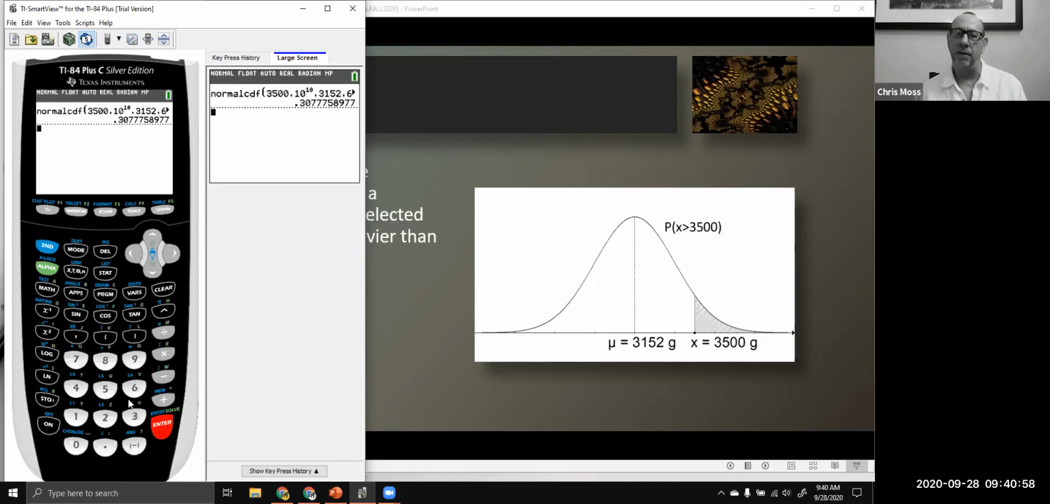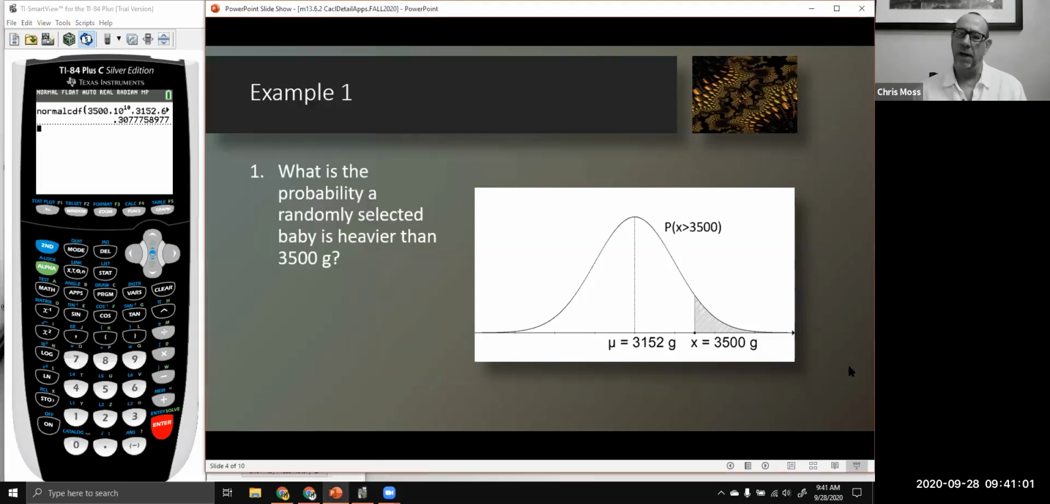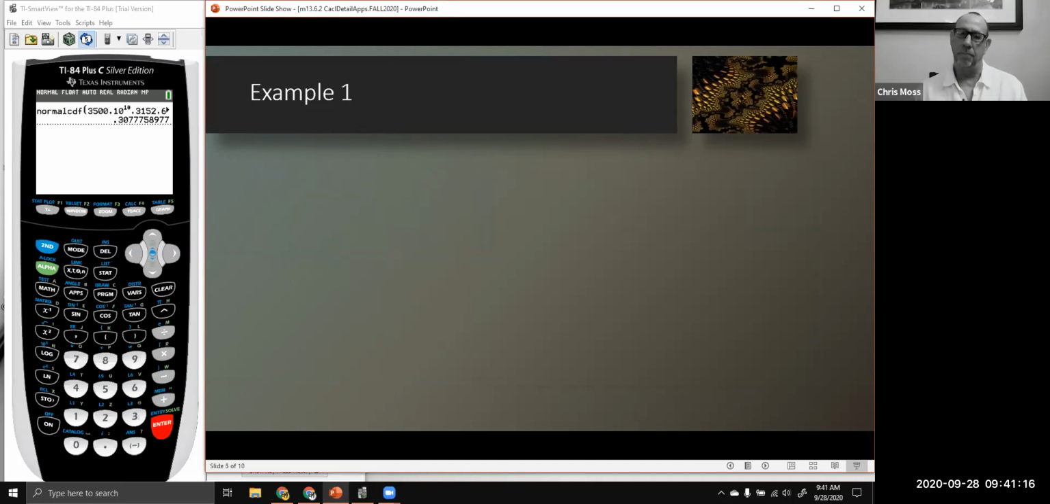All right, so the probability that a randomly selected baby is heavier than 3,500 grams, if I round that to 3 significant digits, we have 0.308. So the probability that that little baby is heavier than 3,500 grams is 0.308, or about 3 out of 10 babies are heavier than that amount. All right, that's our first question. Here's the second part.